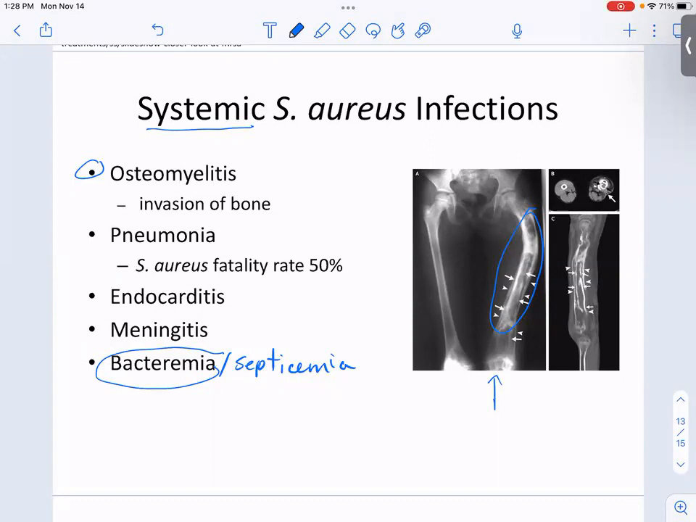A pneumonia caused by Staph aureus is particularly deadly. Again, a really high fatality rate there. Endocarditis is an infection of the heart valves. That's pretty serious, obviously. Meningitis, the meninges, that's what covers the brain and the spinal cord, a protective layer. We're going to talk about several other kinds of organisms that can cause bacterial meningitis as well, but that's again pretty serious.